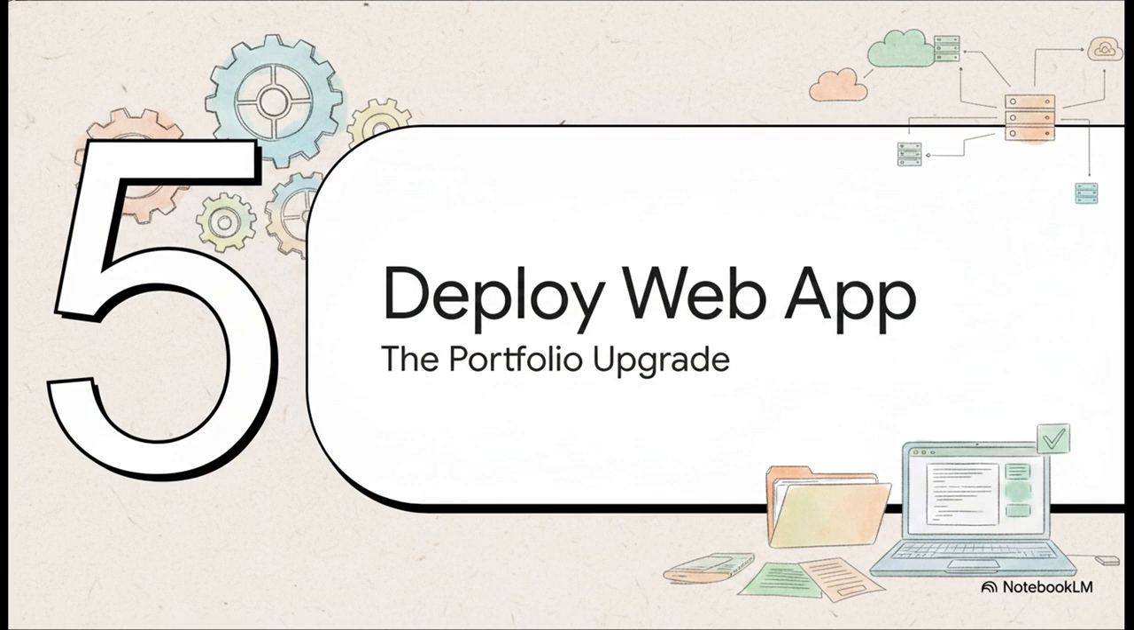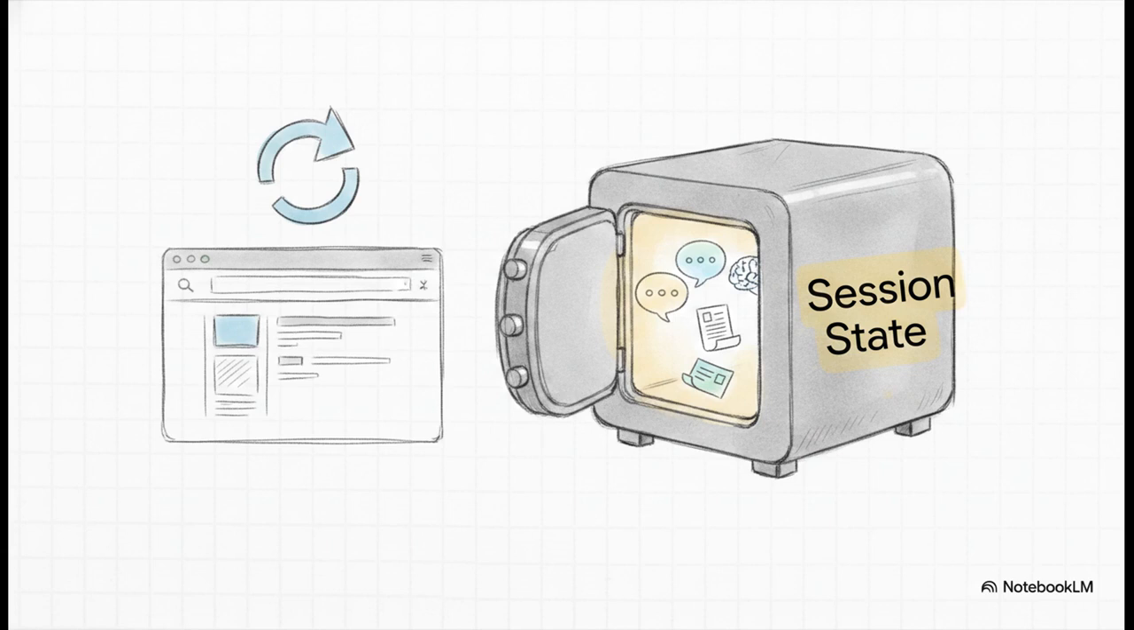Finally, part 5, deploying your web app, the portfolio upgrade. A local terminal script isn't going to impress a hiring manager. Let's upgrade this prototype into a deployed web application. We use an amazing framework called Streamlit, which lets you build beautiful web UIs using only Python, no HTML or CSS required. So the crucial point is understanding Streamlit's biggest quirk. It actually refreshes the entire app every single time a user interacts with it.